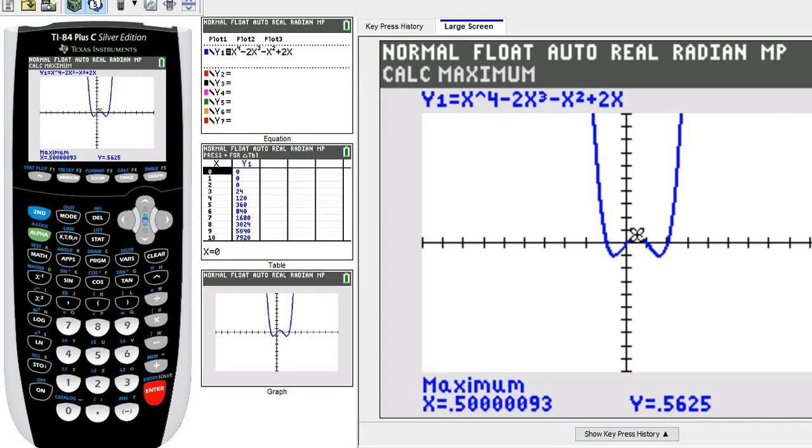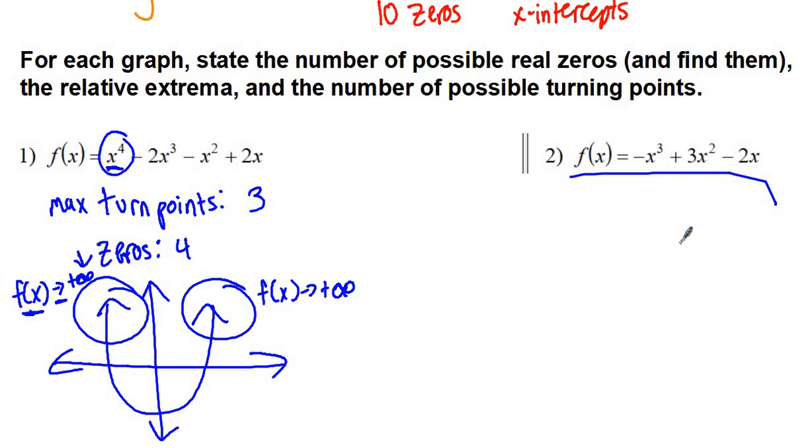Before we even graph this, let's get our values that we'd be able to figure out. This should have a total of 3 zeros, and we know that because that's x to the 3. It could have a max number of turns of 2 because it's always 1 less than that. And then from there we'll graph the rest and see what it looks like.